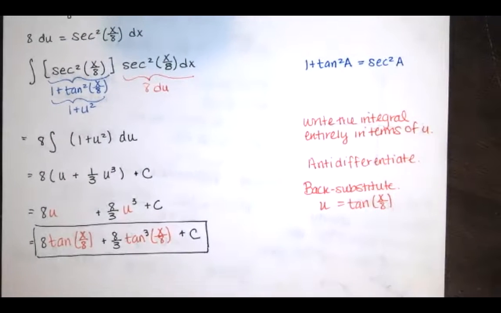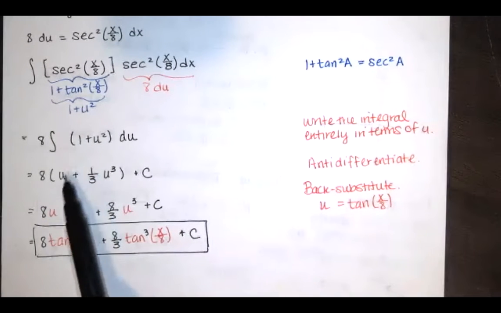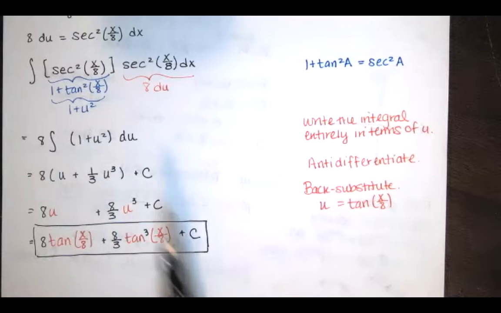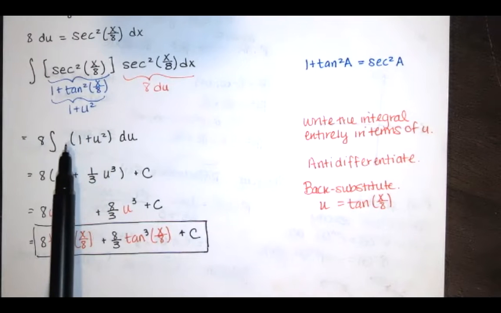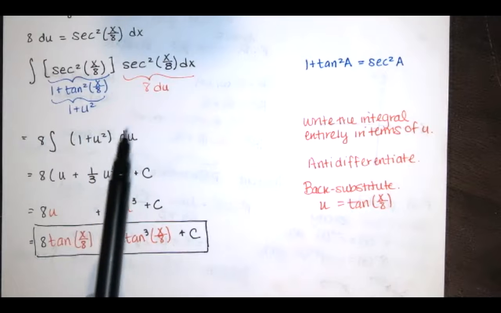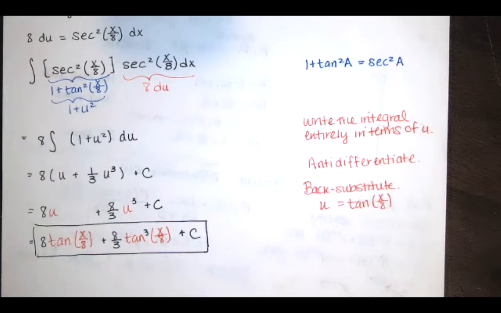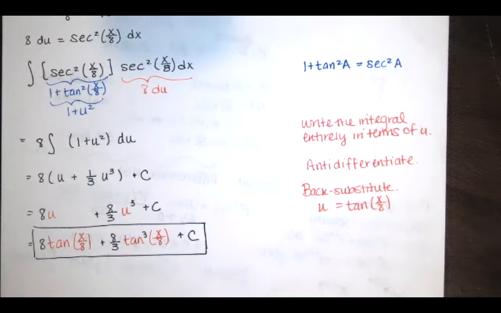Now, one step where students tend to get tripped up is when they go from here to here. They might see that 1 and think that the antiderivative of 1 is x. The antiderivative of 1 is 1 times the variable, and in this case, when we're taking an antiderivative with respect to u, the variable is u. So that's why I have a tangent of x over 8 here as opposed to just an x.